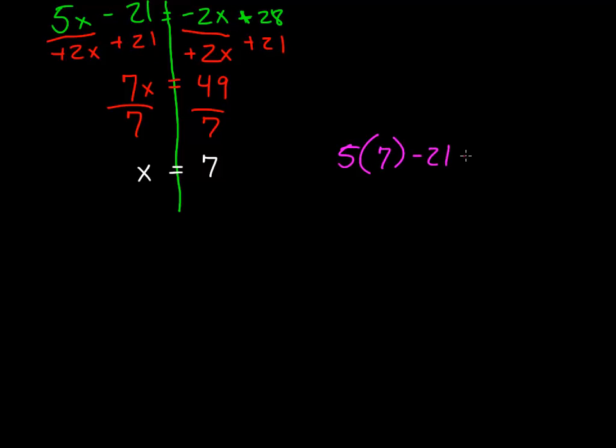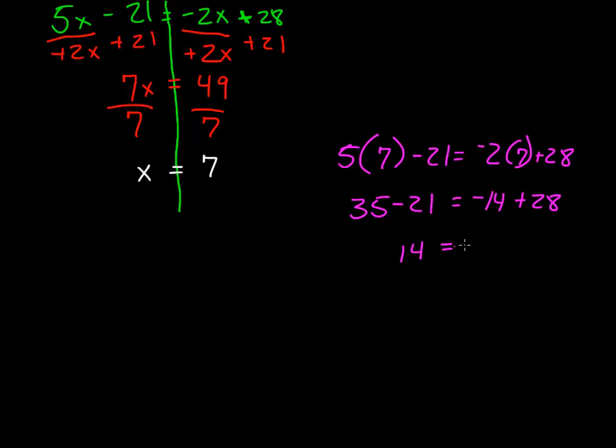Five times 7 minus 21 equals negative 2 times 7 plus 28. Forget the parentheses. Do the math. 35 minus 21 equals negative 14 plus 28. 14 equals 14. There's the line. Balanced equation.